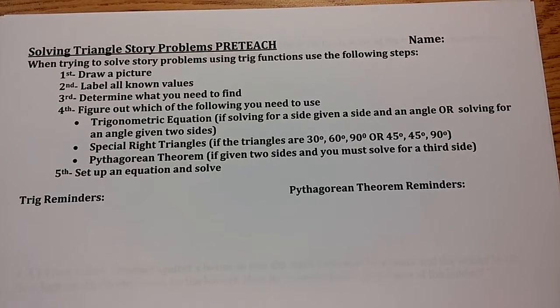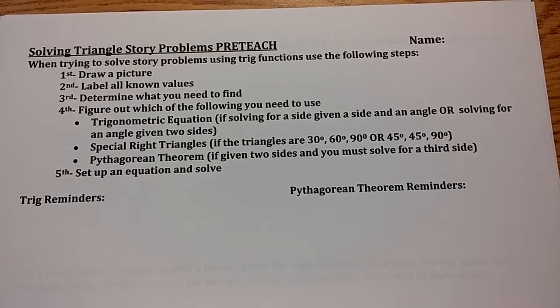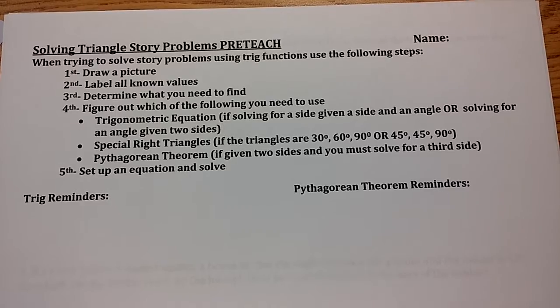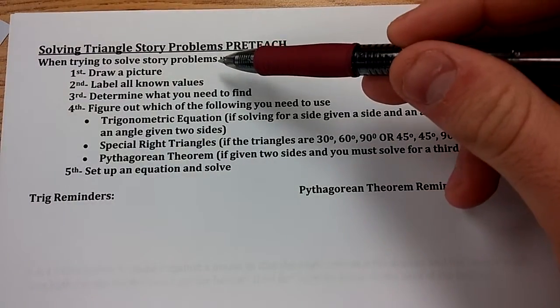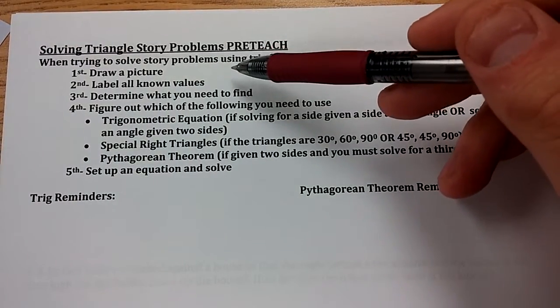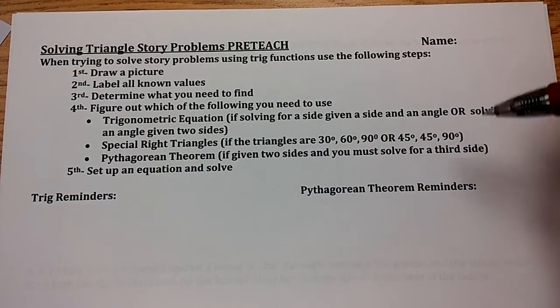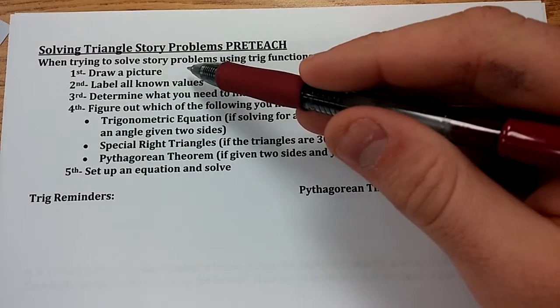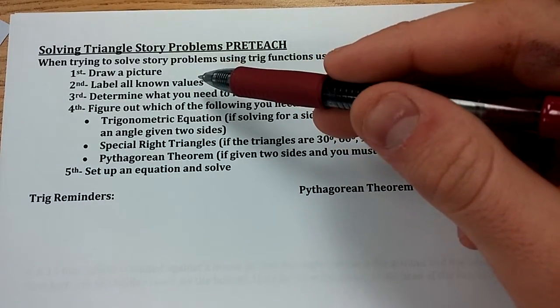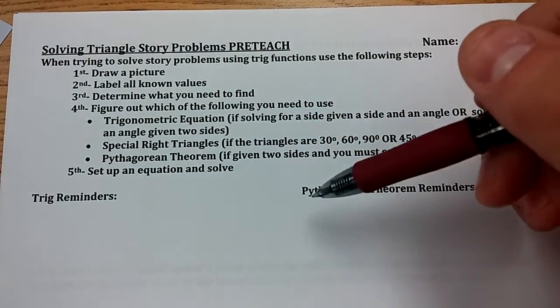In this video, we're going to learn how to solve story problems with trigonometry and Pythagorean theorem. There are some steps you need to go through after you read the story problem to help you get to the final answer and then create your sentence at the end. First, after you read it, is draw a picture. All of these problems are going to have right triangles in them, so simply draw a right triangle.